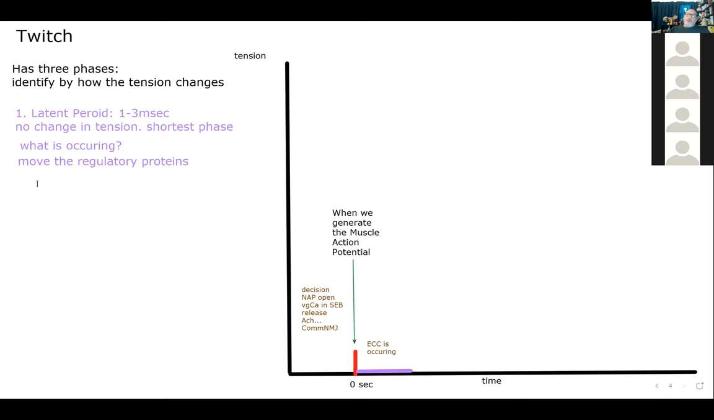And does our tension instantly go to its peak? No, it's gradual. Right, absolutely. And that's exactly what's going to happen. We are going to see an increase in tension. And this portion that is the increase in tension is what is known as the contraction phase.